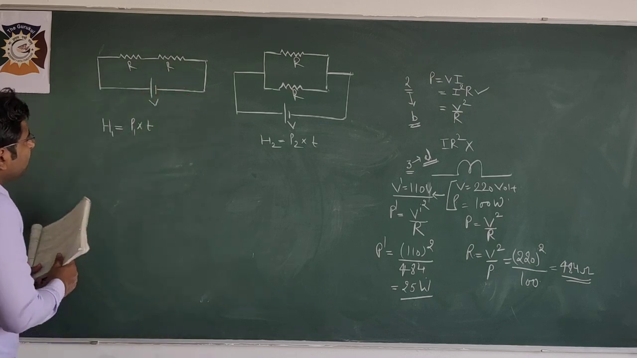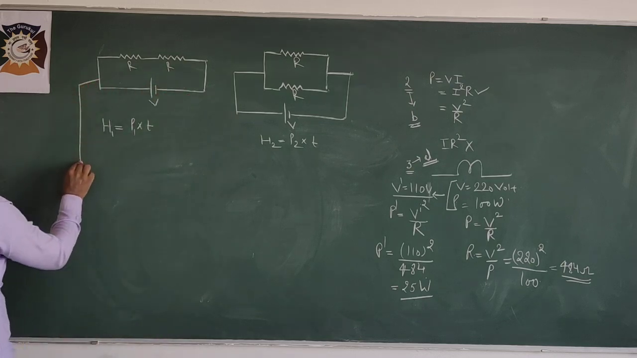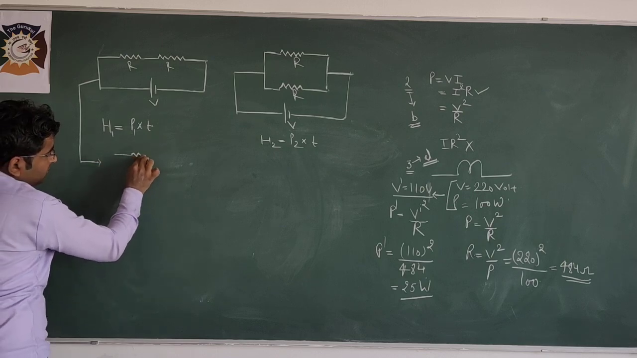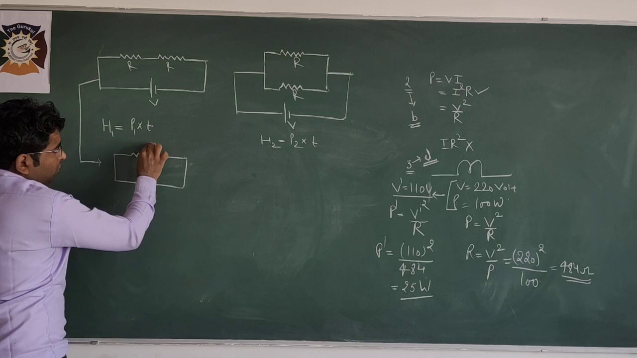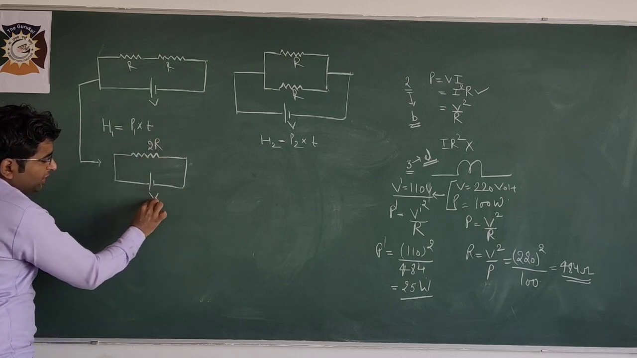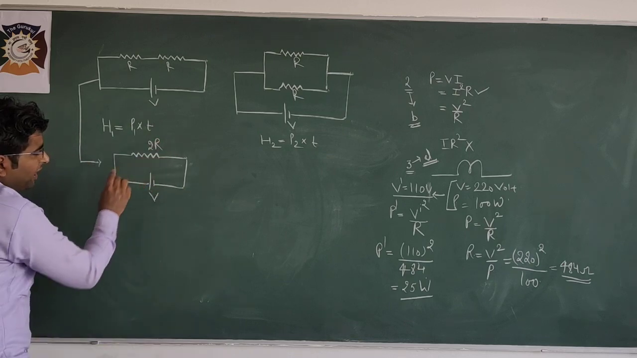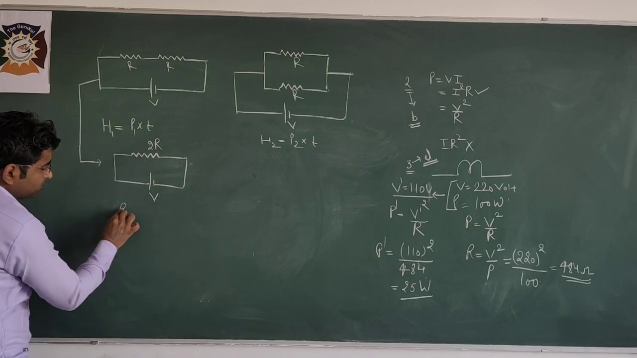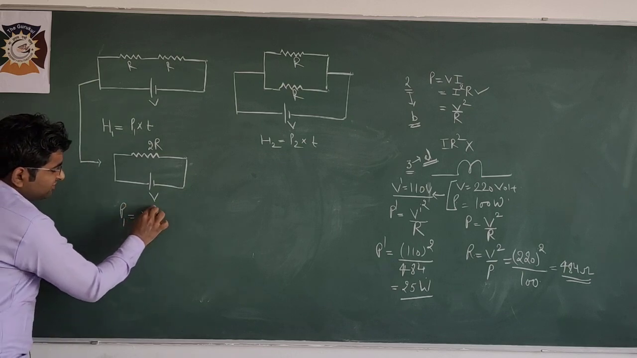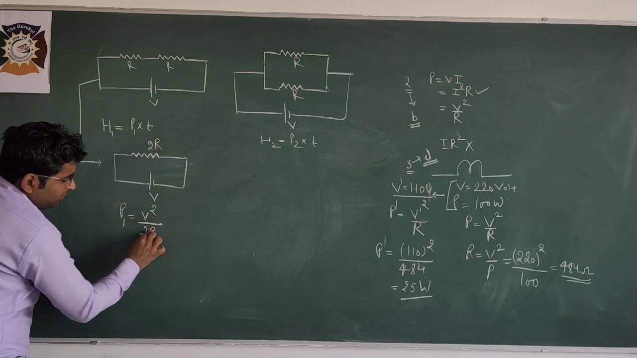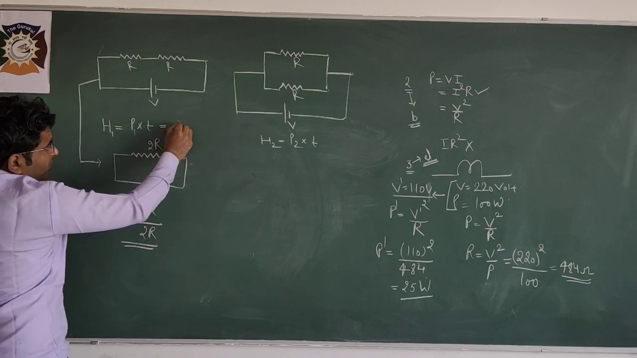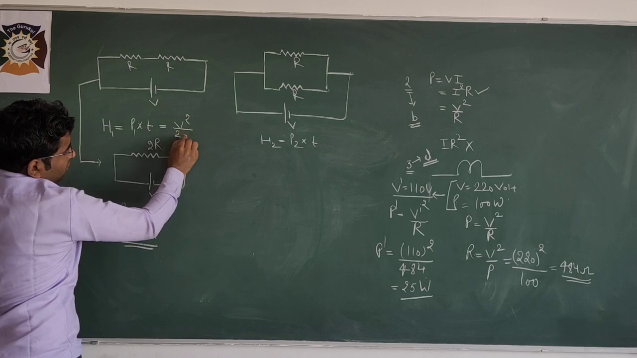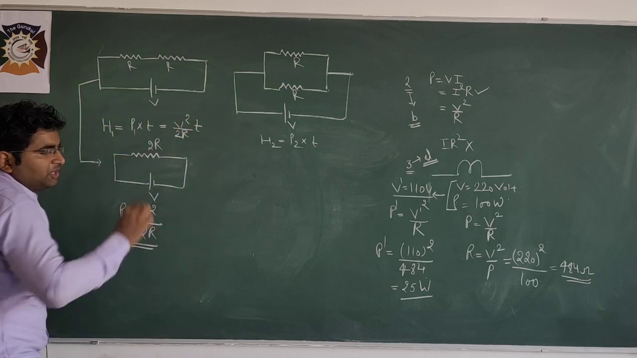Clear? So we can draw it like this: 2R, potential is V. So power will be equal to V square upon 2R. Clear? So heat energy will be equal to V square upon 2R into T.